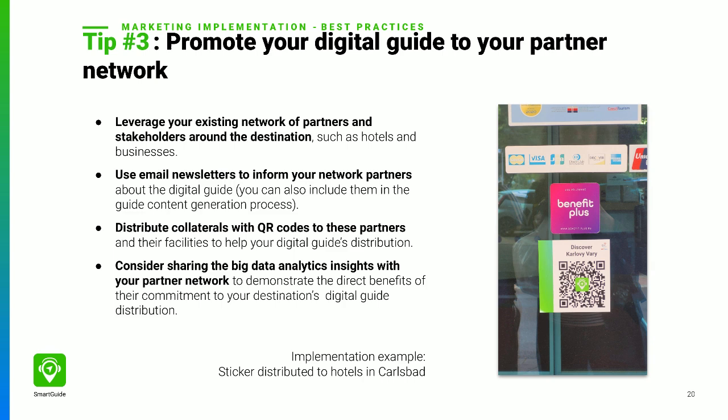A very useful tip is to leverage your existing network of partners and stakeholders around the destination, such as hotels and businesses. Use email newsletters to inform your network partners about the digital guide. You can also include them in the guide content generation process. Distribute collaterals with QR codes to these partners and their facilities to help your digital guide's distribution. Or, consider sharing the big data analytics insights with your partner network to demonstrate the direct benefits of their commitment to your destination's digital guide distribution.